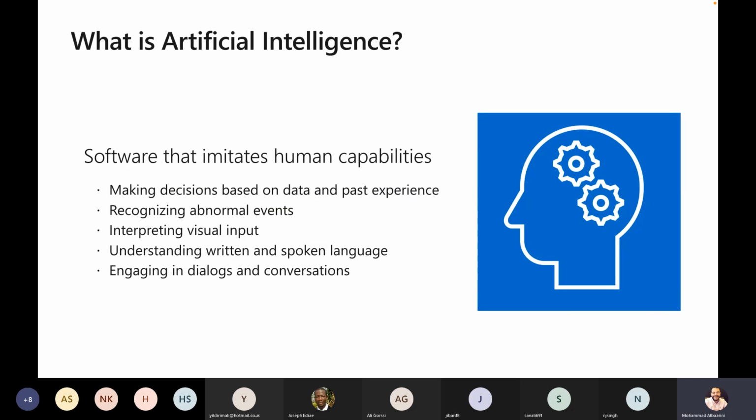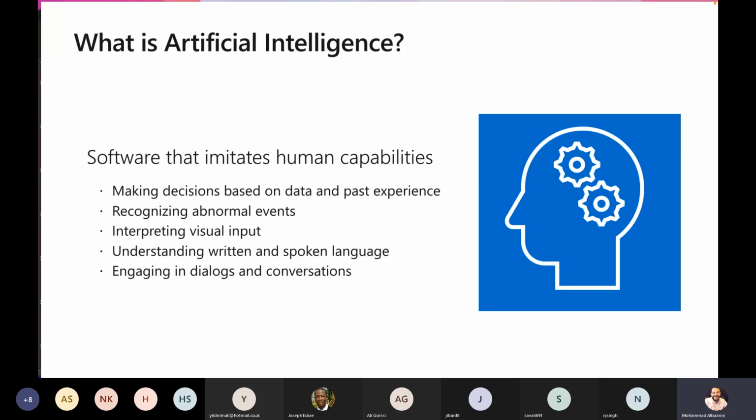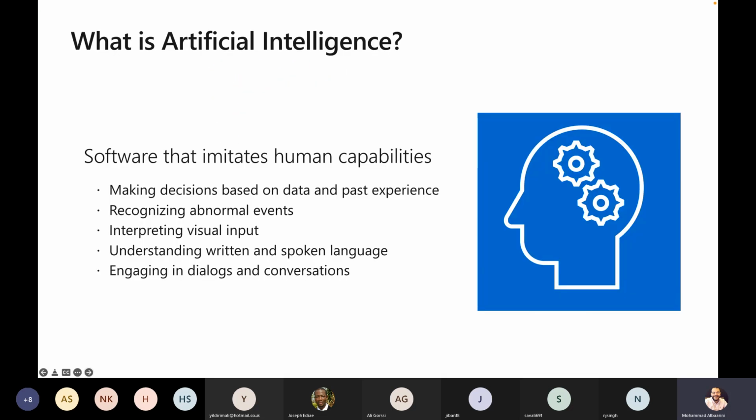So starting with, what is artificial intelligence in general? Do you guys have any background or anything you might understand about Azure, or about AI basically in general? Have you heard of the term? Do you know what the definition of AI is?